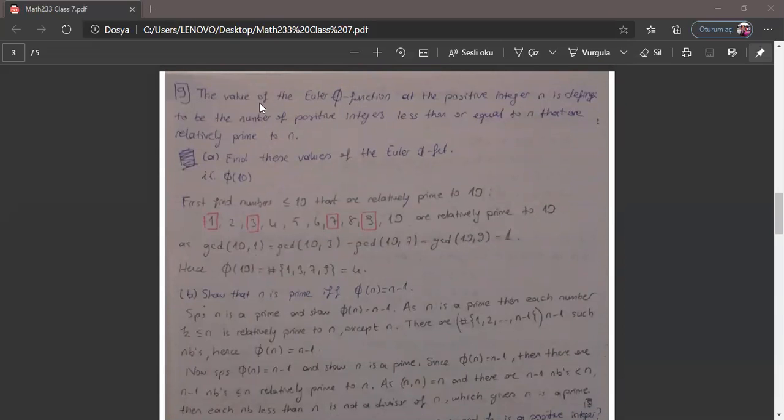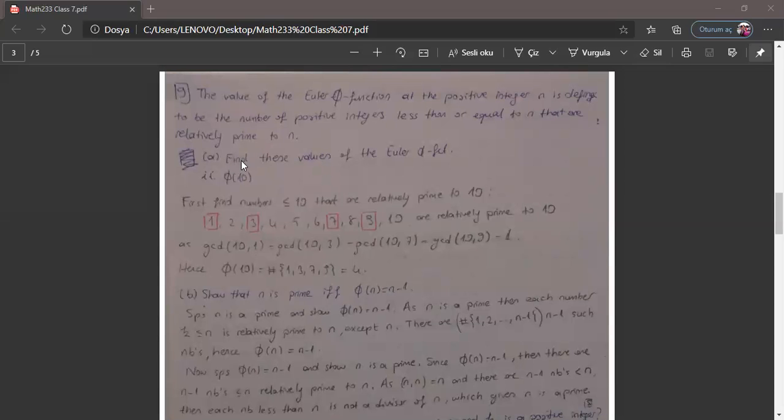Now we're given this function, the Euler phi function. It is the function that gives the value at this positive integer n, the number of the positive integers less than or equal to n that are relatively prime to n.